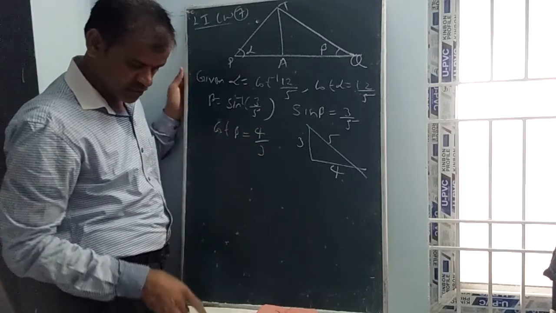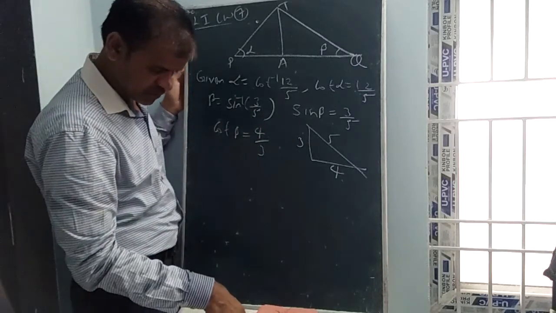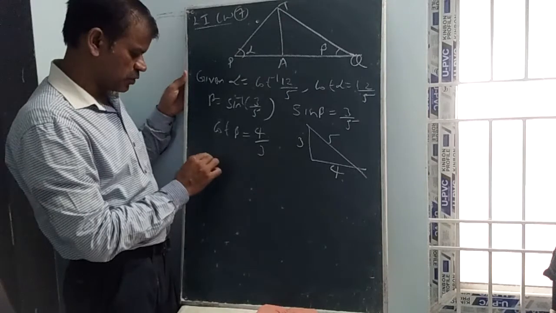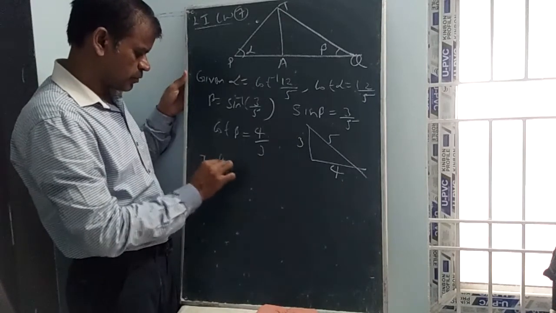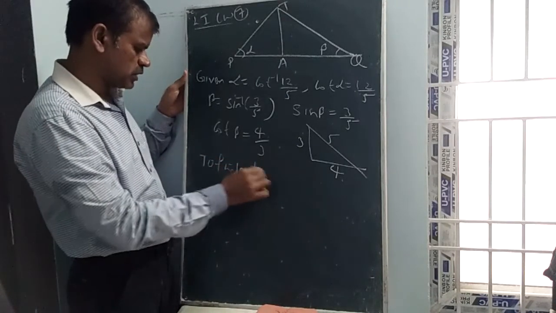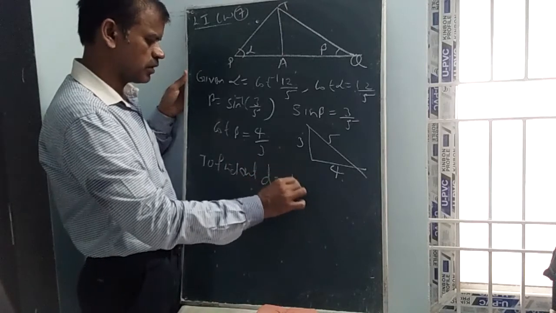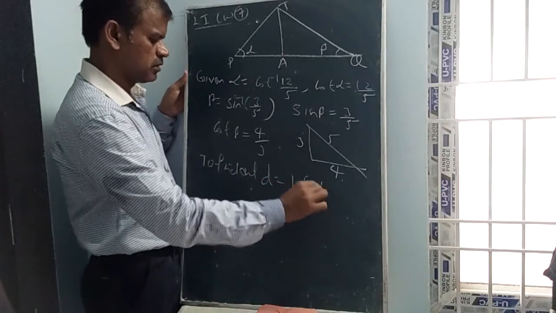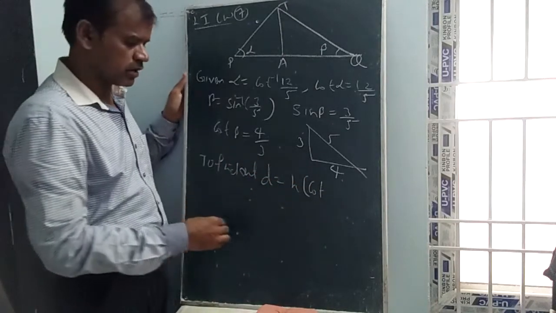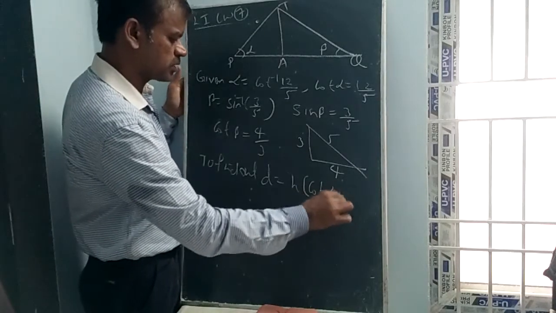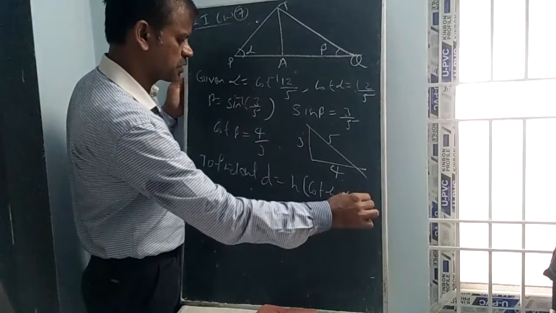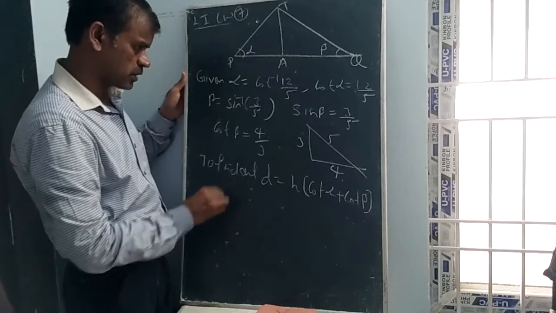Now what is he asking, the height or the distance? The question asks for the distance between P and Q. To find the distance, we have learned the formula: D is equal to H into cot alpha plus cot beta.